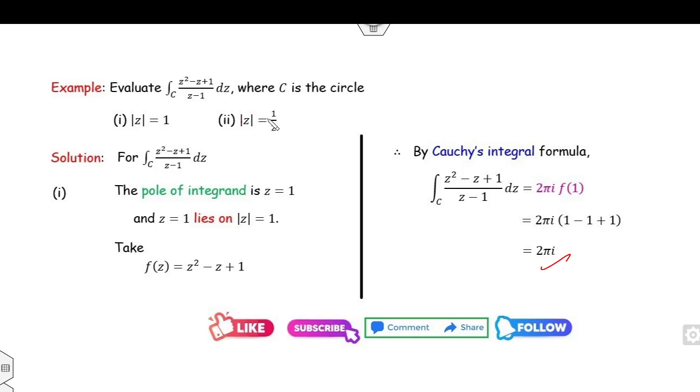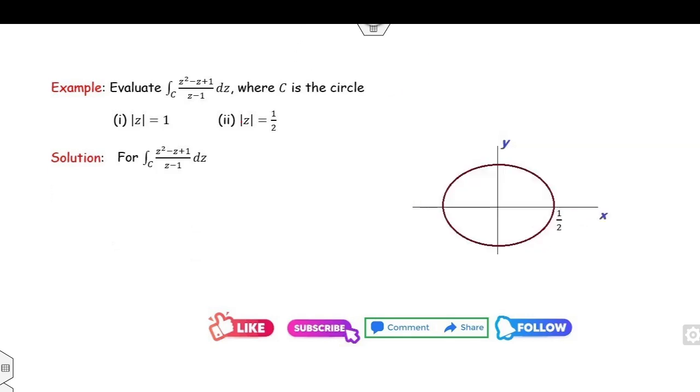Look at the second part. Again, mod of z is equal to half. That means the radius is half and the center is 0. So can you draw the circle? This is half, this is minus half. Can you find the pole?